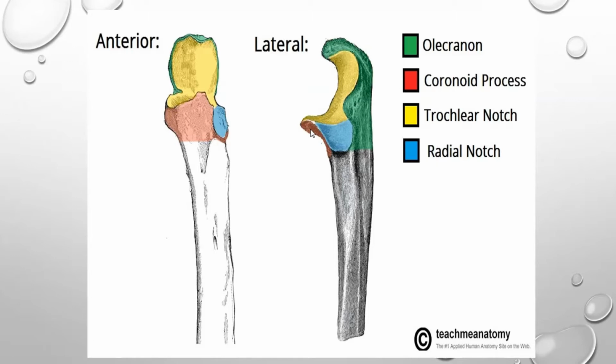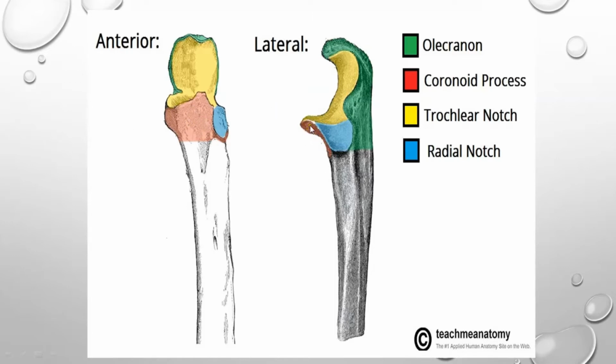Now this coronoid process again has surfaces. The first surface is the superior and lateral surface. The superior and lateral surface of the coronoid process also takes part in the formation of the trochlear notch along with the olecranon process. So the superior-lateral surface, look at the picture, this whole part is the coronoid process.